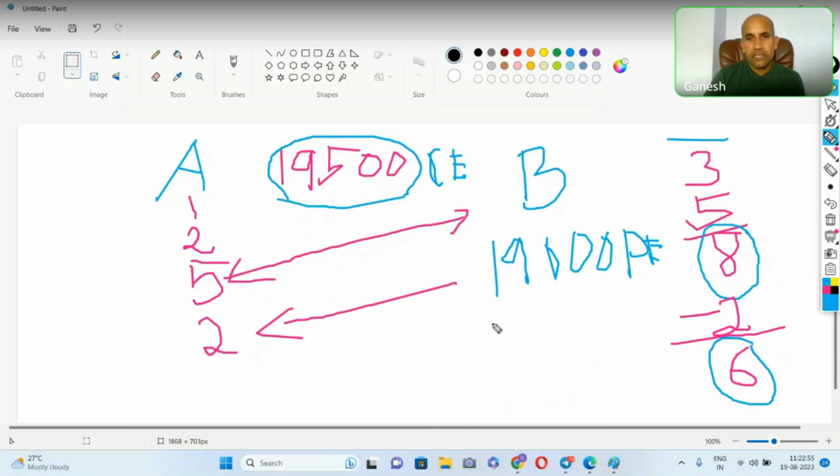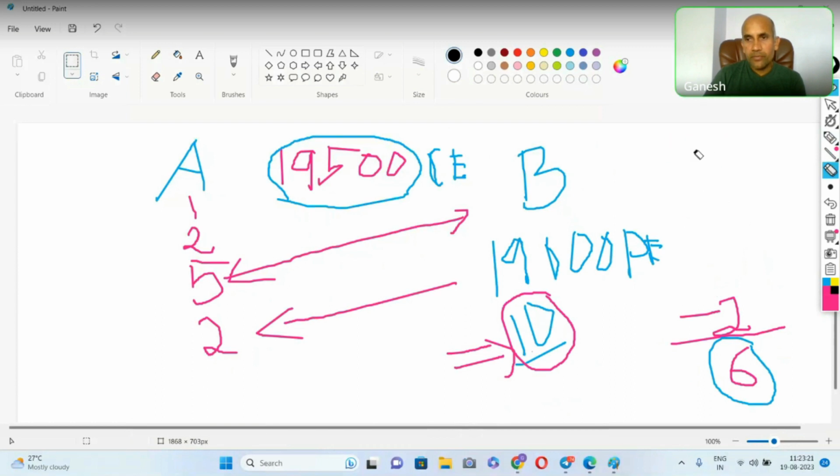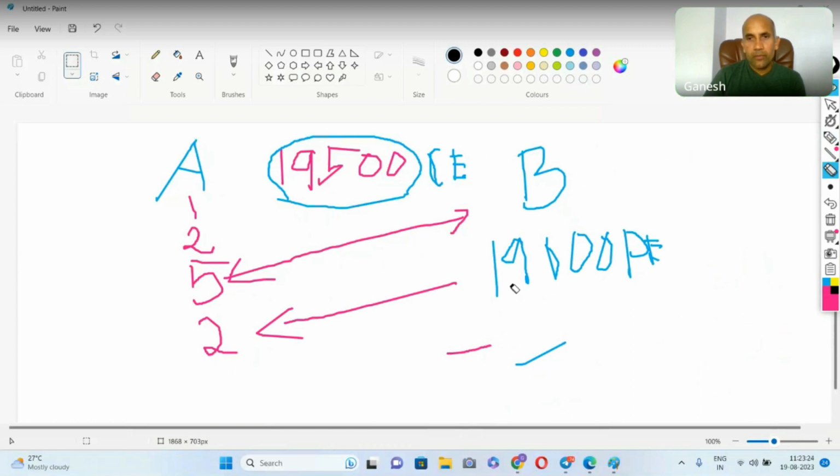Similarly, same principle. Let's say there are 10 open contracts, right? So what we see is the 19,000 put has open interest of 10 contracts, and 19,500 has 6. So if you see this one, what is that? 19,500 has 6 contracts and the 19,000 put has, let's say, 8 contracts.